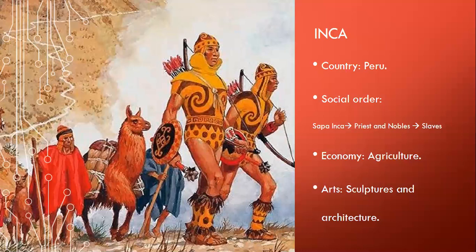And finally we have the arts, the sculptures and the architecture. The sculptures were the ceramics or the mummies. And the architecture was the sacred and magnificent city of Chichen Itza.